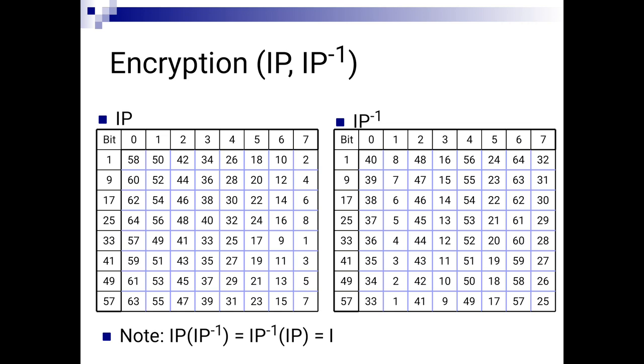The final permutation IP inverse is the inverse of the initial permutation, and the table is interpreted similarly. That is, the output of the final permutation has bit 40 of the pre-output block as its first bit, bit 8 as its second bit, and so on until bit 25 of the pre-output block is the last bit of the output. E is the expansion function.